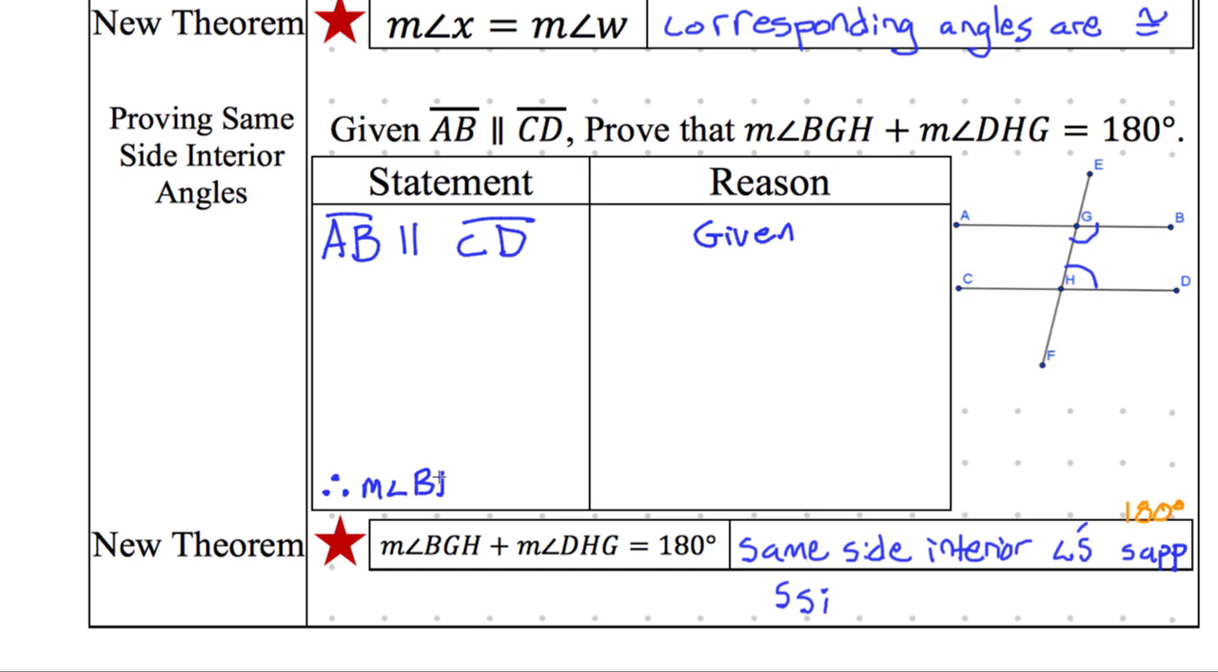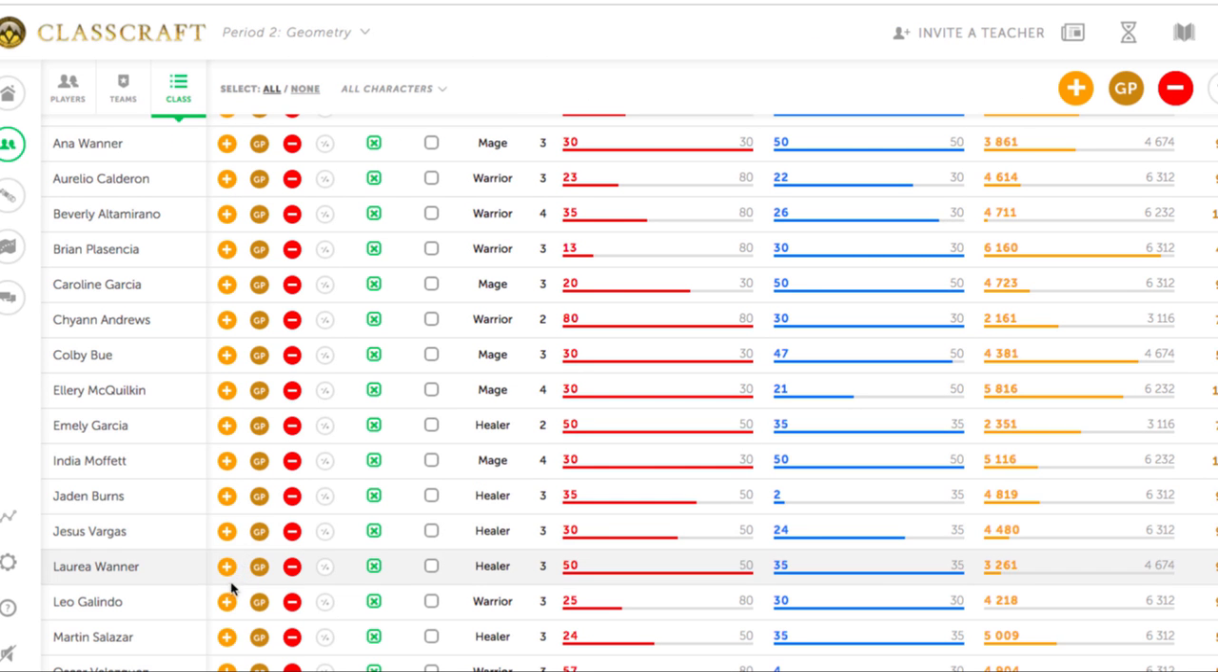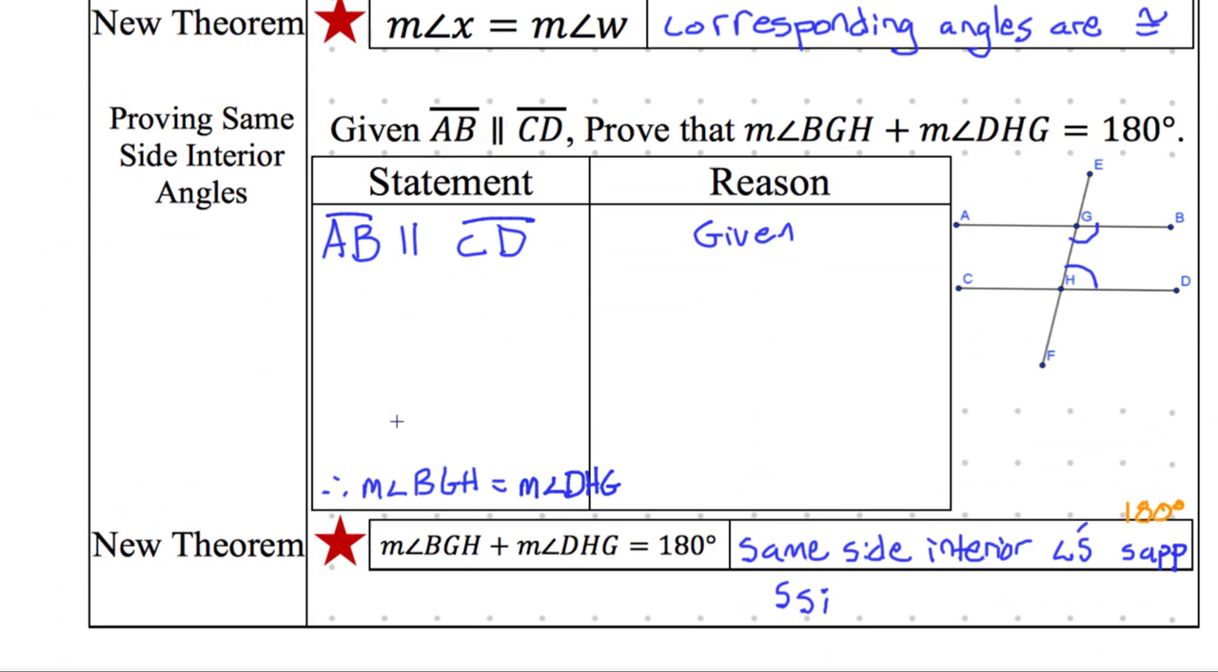B, G, H equals measure of angle DHG. And we don't know why that is, but thank you, Leo. We'll eventually get that reasoning. Leo's participated once now. All right, so how am I going to chain these two facts together?